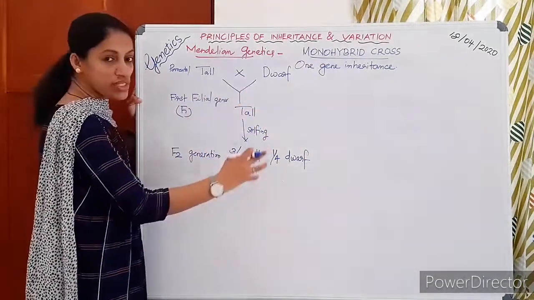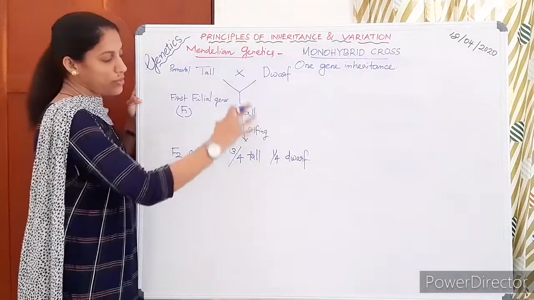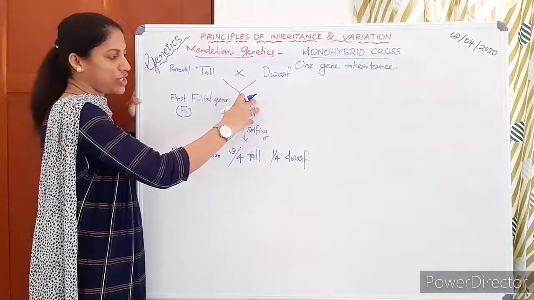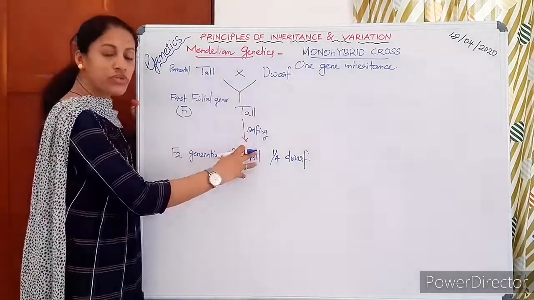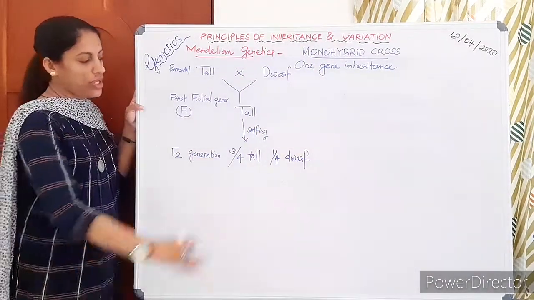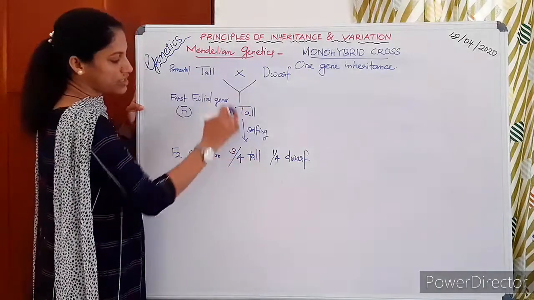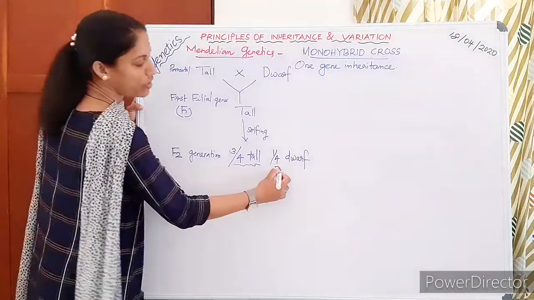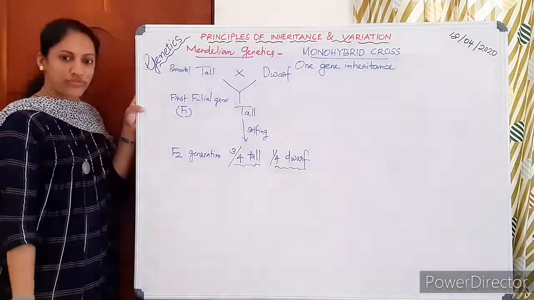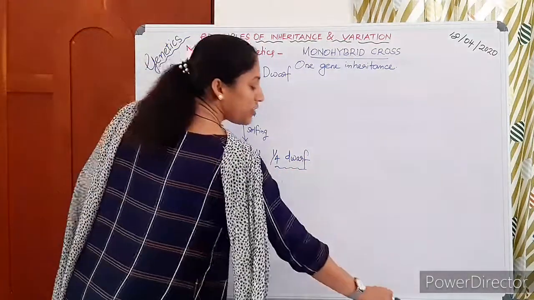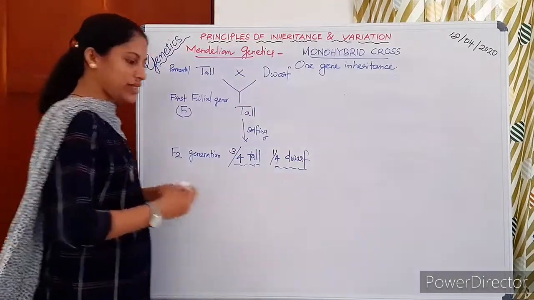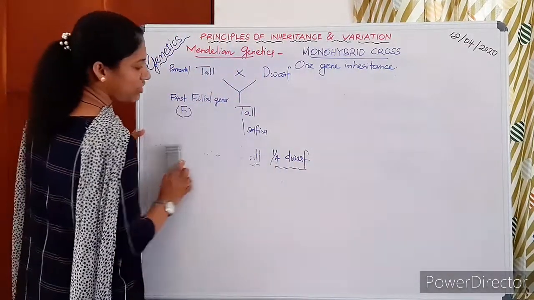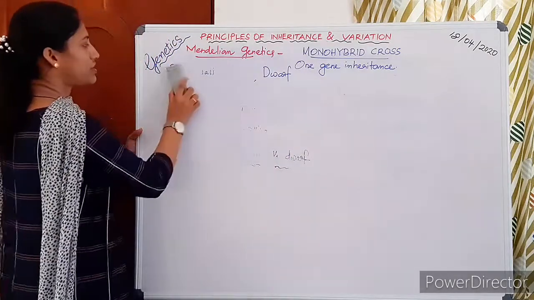Whereas when he raised the second generation by self-pollinating the F1 generation, he could produce both characters. In the F2 generation of his first experiment, 3/4 of them were tall and 1/4 of them were dwarf. And in order to explain the result as a conclusion, Mendel gave many concepts.